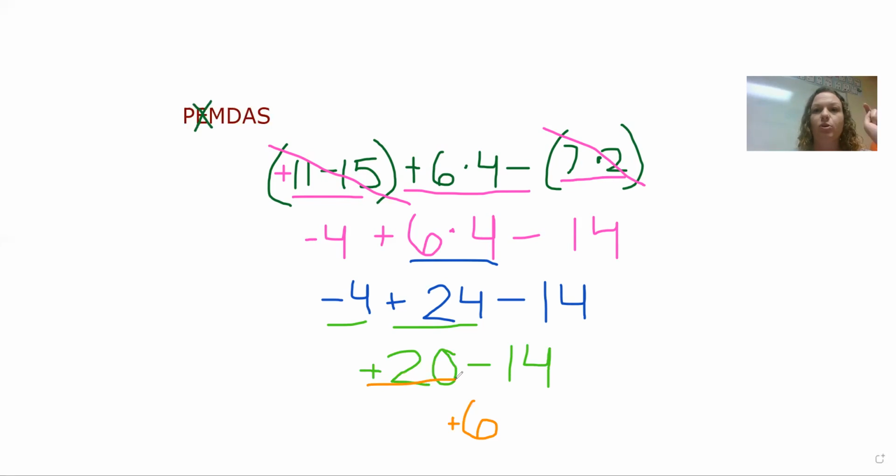Very important steps are to remember your PEMDAS and to keep rewriting everything. If you forget to rewrite some of these things that are in the middle, it messes up your answer because the signs will change. All right, I'm going to do a couple more videos on order of operations. That's going to include some exponents.